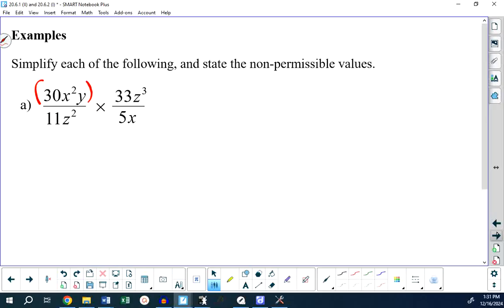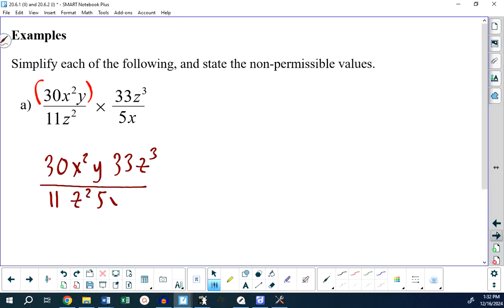I'm just going to begin by writing this as 30 x squared y, 33 z cubed over 11 z squared 5x. I'm just packing them together. You multiply the numerators, you multiply the denominators.